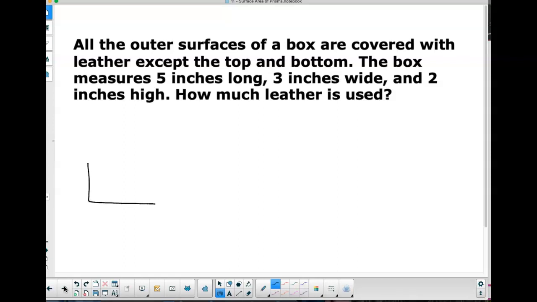We need a rectangle. I'm going to draw my 3 lines and connect them. Do your best. Doesn't have to be perfect, right? Just kind of has to look like a box. Doesn't have to be perfect.